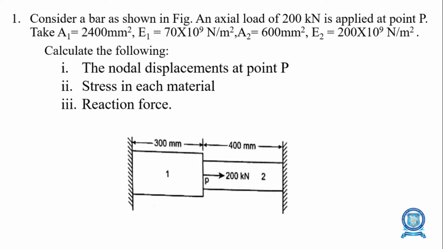Well, nodal displacement at point P means, there are two elements and both ends of the stepped bar are fixed. The question itself says both ends are fixed, so there is no displacement at both ends. You should find out the displacement at the mid of the stepped bar, which is point P. Okay, now we are going into the problem.